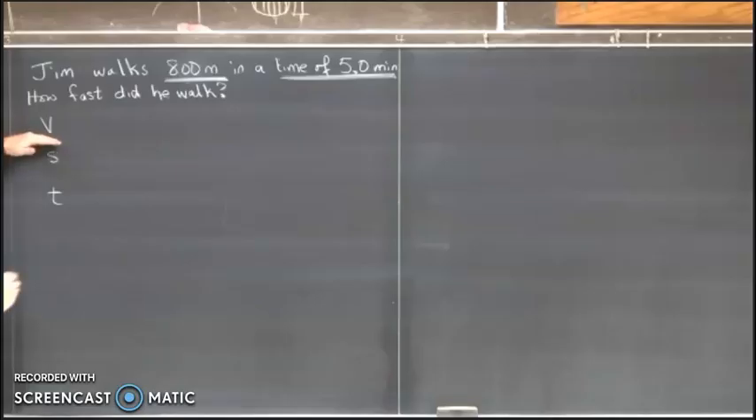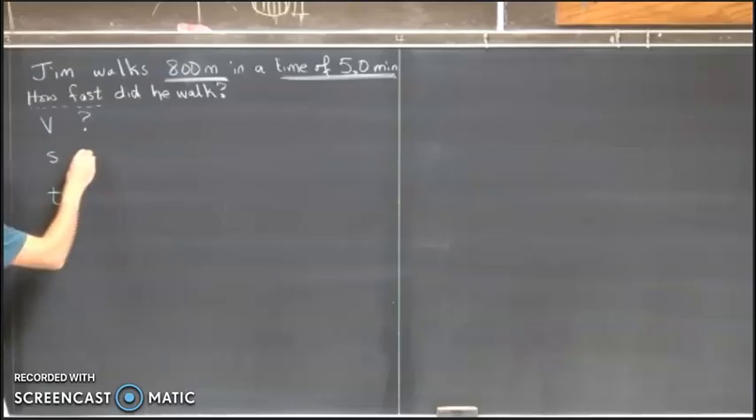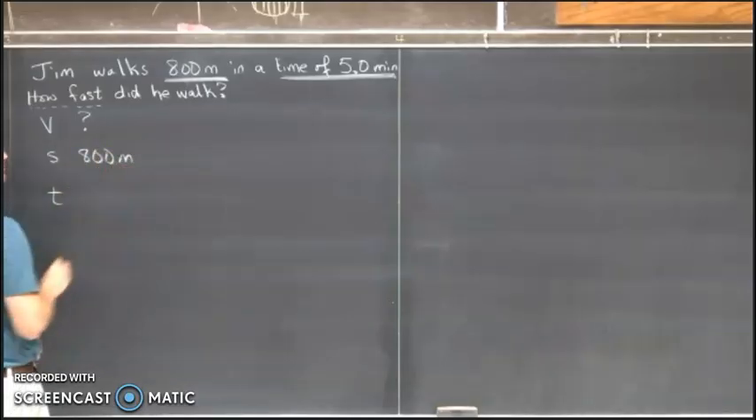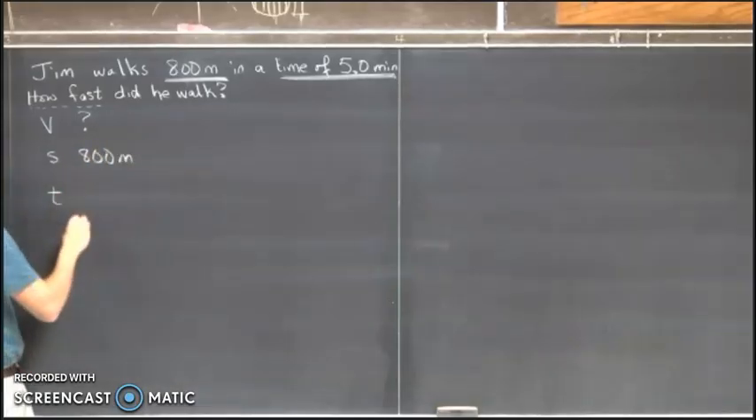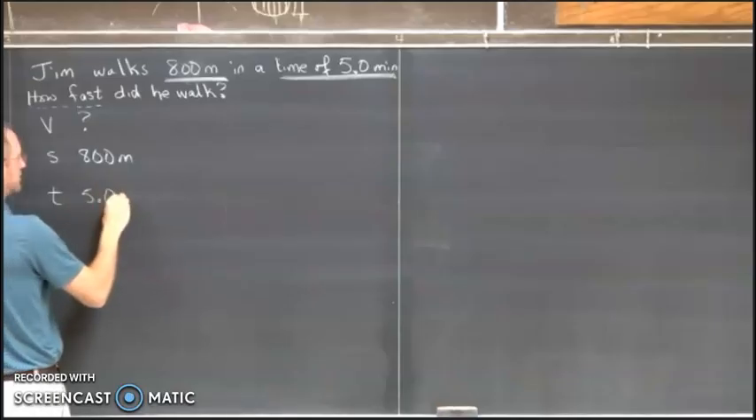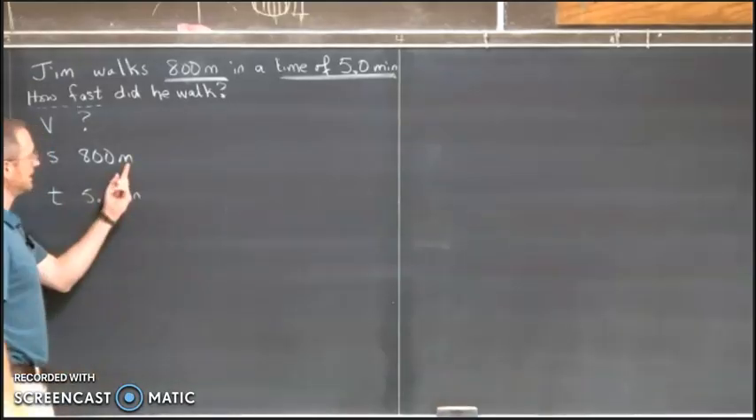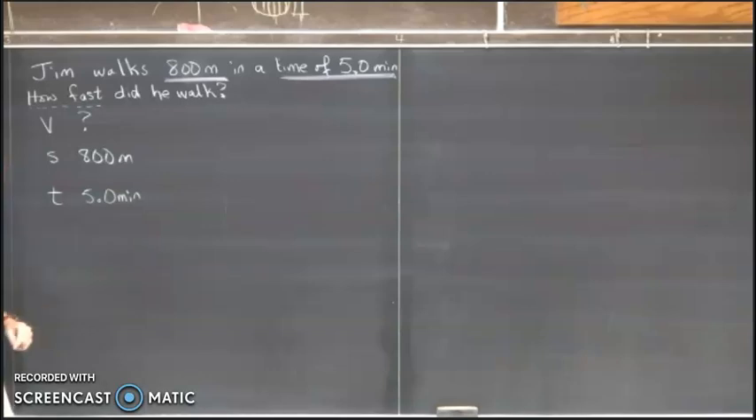If you look at the question here, how fast, that tells you what you don't know, so the velocity gets a question mark. 800 meters, meters is a distance, so this is 800 meters. And then I told you a time of 5.0 minutes. You need to keep in mind that M all by itself is meters and MIN is minutes. Then the question is, how fast did he walk? So we've got our list of givens and what we want to find out.